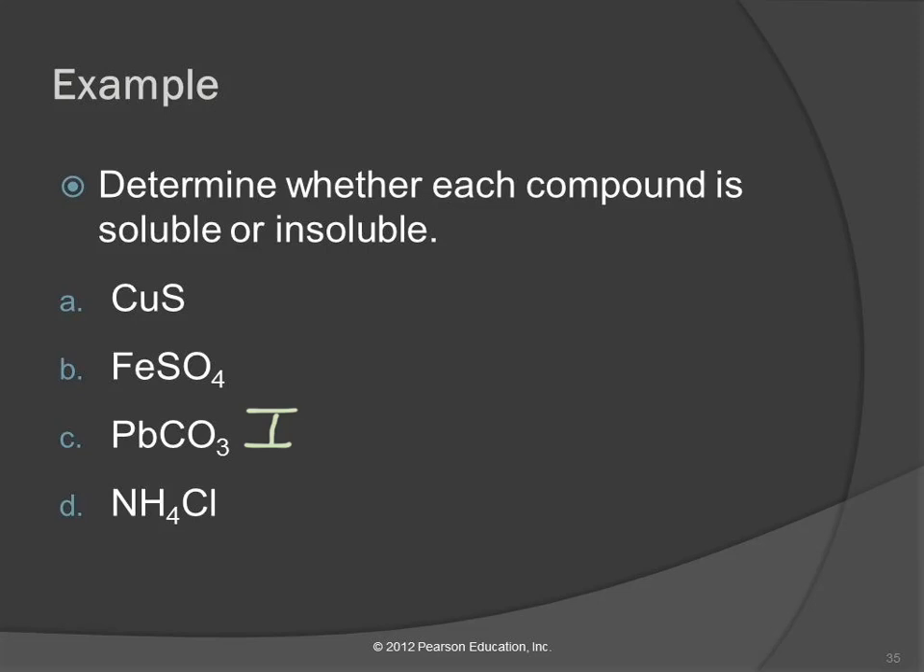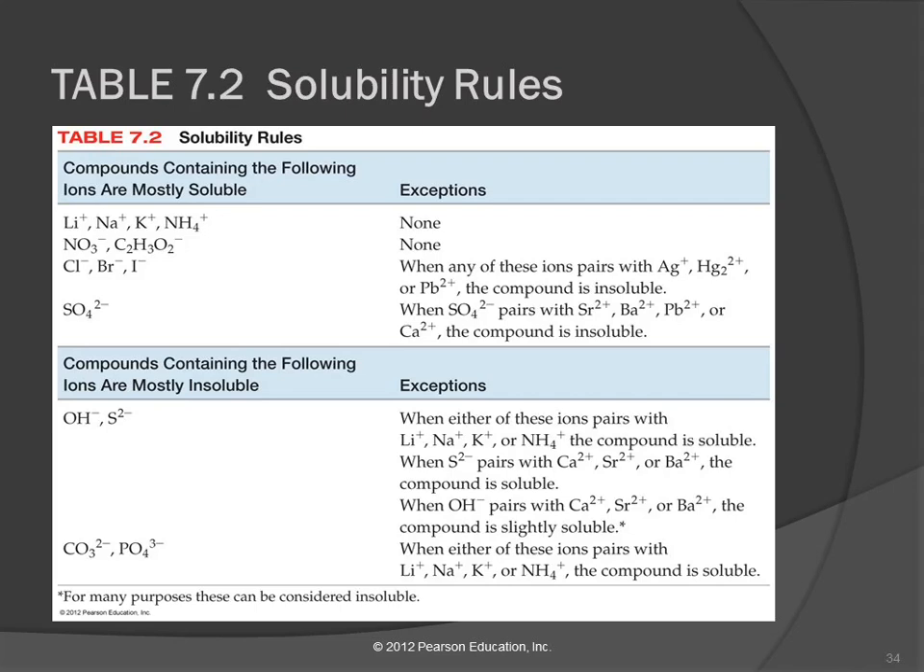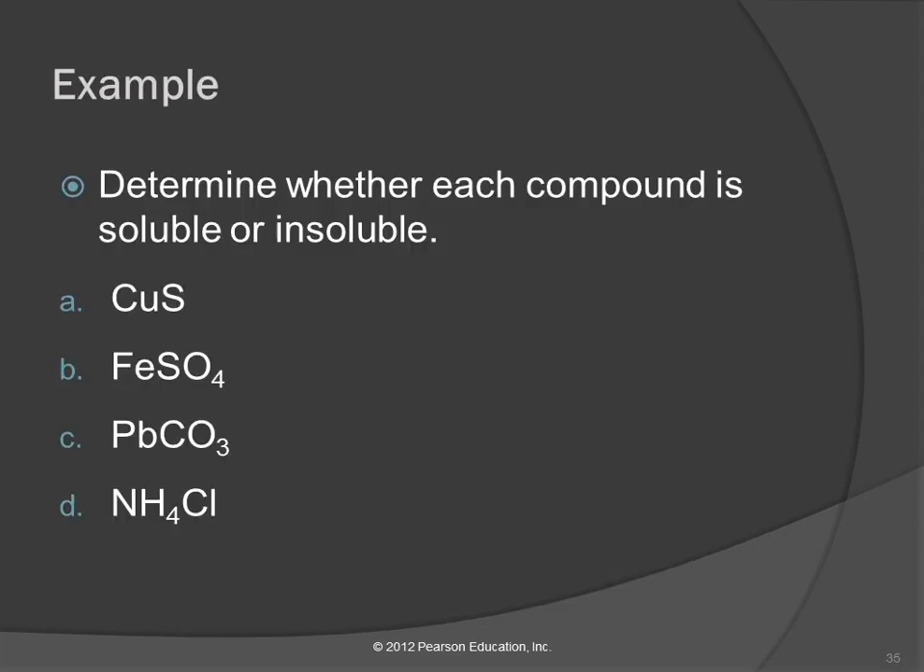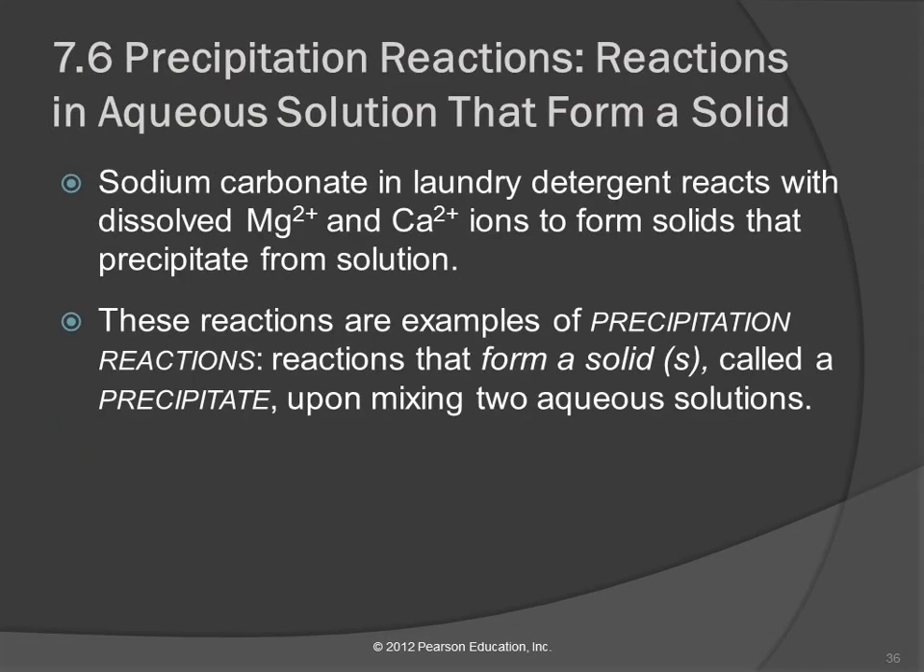How about ammonium chloride? Soluble or insoluble? Soluble. We look up here, first thing, ammonium. No exceptions. If we find the chloride, it's not going to contradict either. There are some exceptions, but ammonium isn't one of them. So ammonium chloride is soluble. That's enough for today.